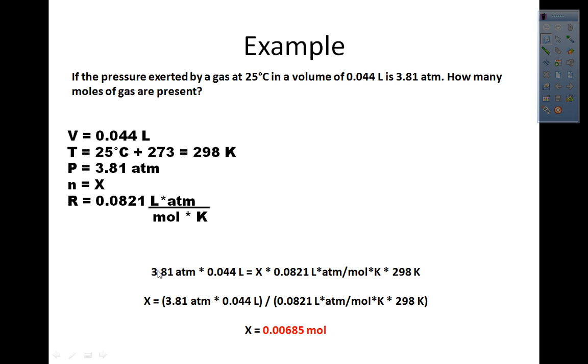And so now we just stick them into the formula, PV equals nRT. So 3.8 atmospheres times 0.044 liters is equal to X times 0.0821 liter atmospheres per mole Kelvin times 298 Kelvin. I would rearrange, and atmospheres are going to cancel out, liters are going to cancel out, kelvins are going to cancel out, and what I'm left with is moles. So now I would just do the math: 3.8 times 0.044 divided by the quantity 0.0821 times 298.